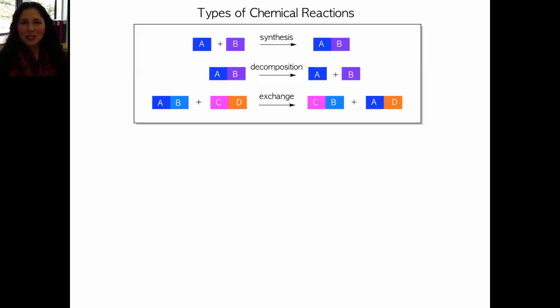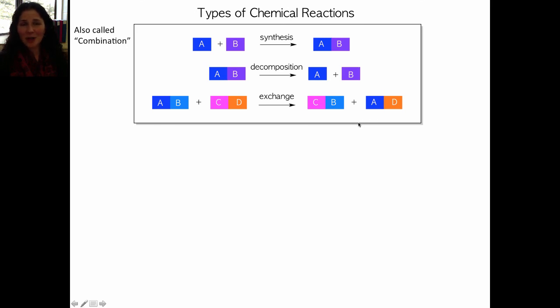Now I'd like to switch gears and talk about chemical reactions. Here's a cartoon that shows different types of chemical reactions. The first is combining two different molecules together, or two different types of atoms together, to make one new molecule or one new type of thing. This type of reaction is called a synthesis. It's also called a combination reaction.